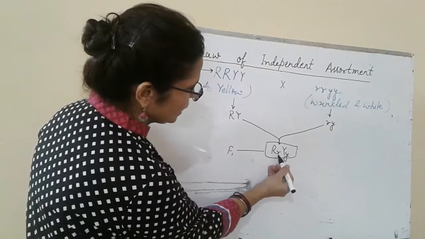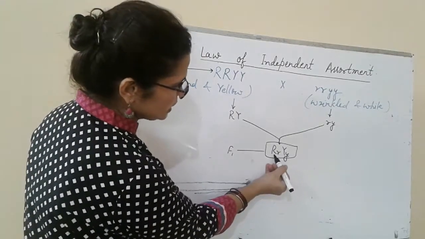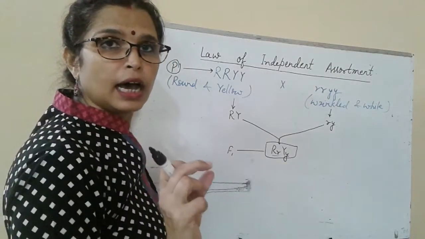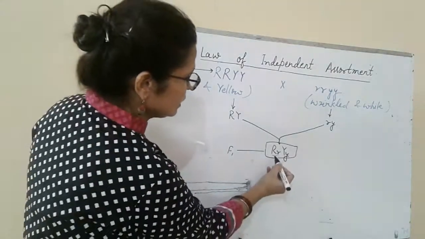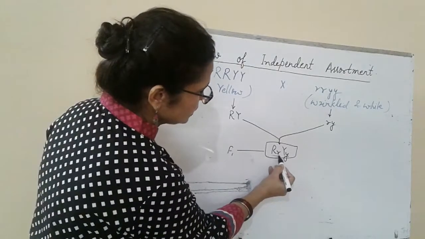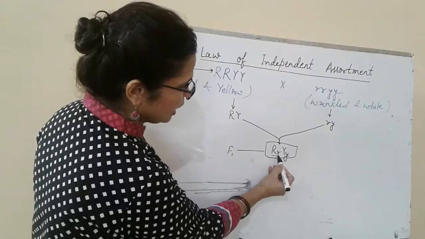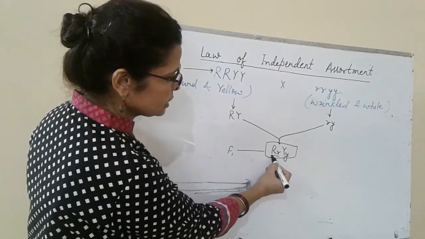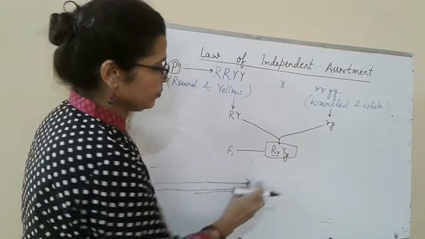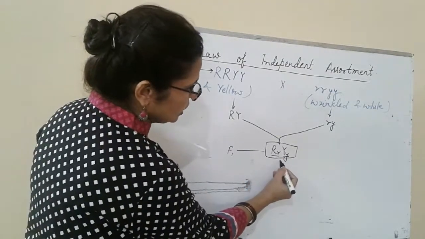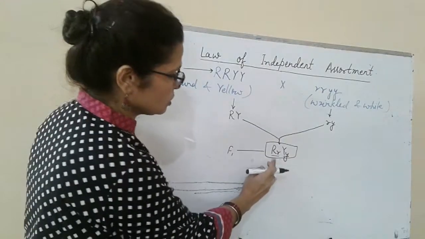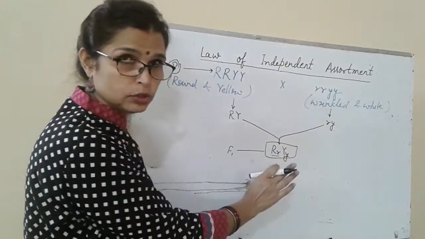Here the two characters are present, and these characters are hybrid characters. When the alleles are of different types, this condition is known as hybrid. So one gene has Rr type of heterozygous alleles and the second gene has Yy type of alleles. This is also heterozygous. So this cross is a dihybrid cross. Both the alleles are in heterozygous condition.